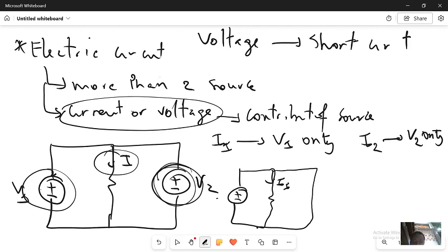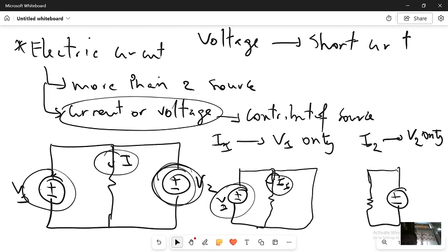I1 is the current contributed by the source V1 only, and I2 is the current contributed by V2 only in the system. Now I have I1 and I2, the outputs, when the inputs are V1 and V2 respectively.